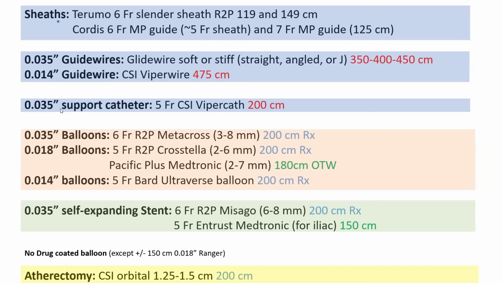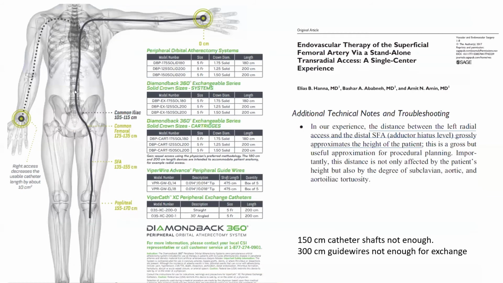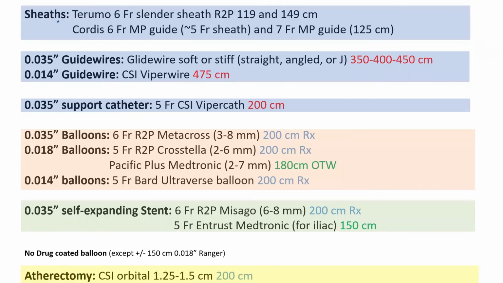For the 035-inch support catheter, there is only one company that makes it. And that to me was the biggest limitation for transradial SFA interventions. I was able to get sheath and wire into the SFA, but I couldn't get a support catheter. And you absolutely need a support catheter in peripheral intervention to be tracking your wire. So that was my limitation. It took a while, but we finally have a support catheter.